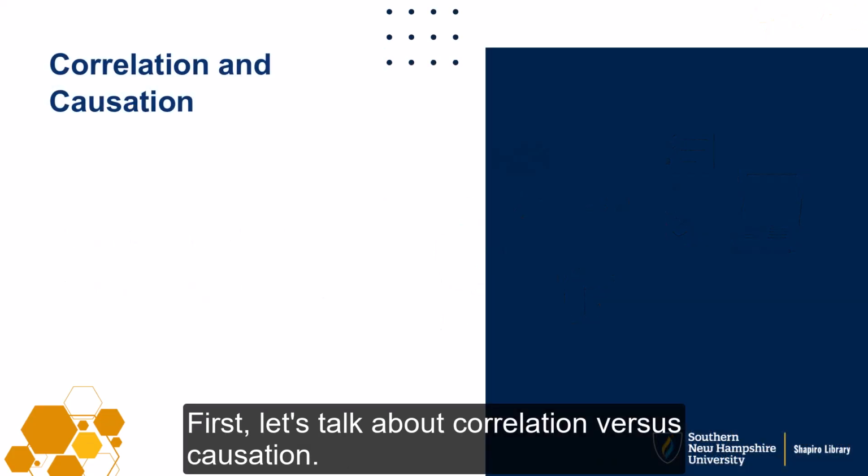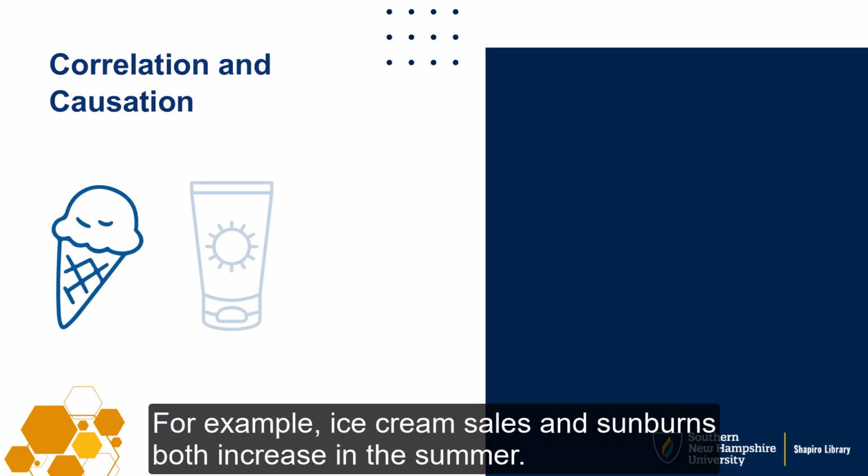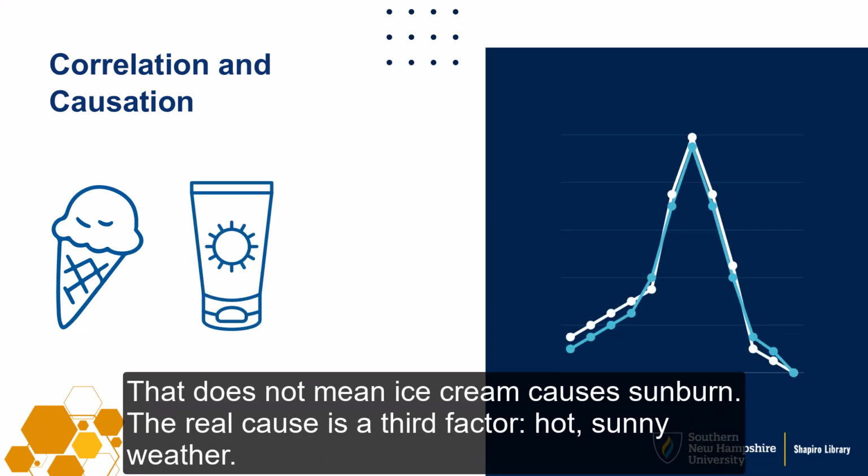First, let's talk about correlation versus causation. Just because two things happen together does not mean one causes the other. For example, ice cream sales and sunburns both increase in the summer. That does not mean ice cream causes sunburn. The real cause is a third factor: hot, sunny weather.